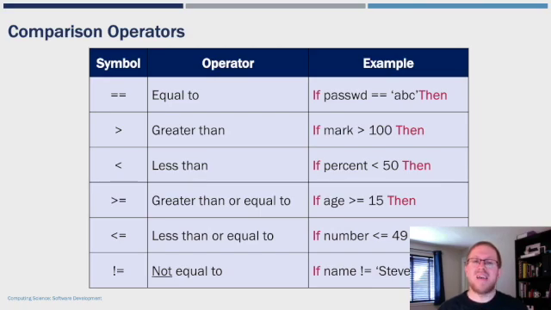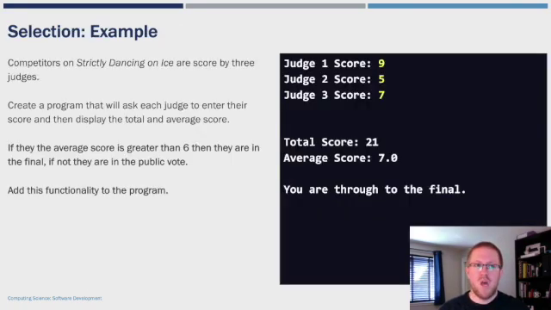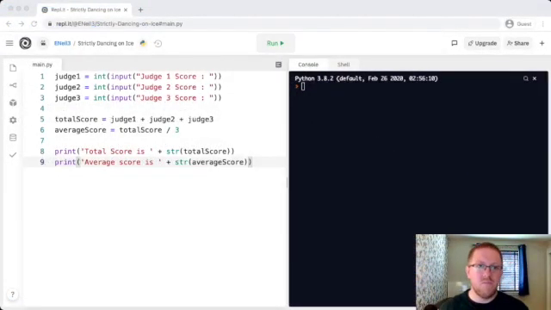Let's now have a look at an example of a selection program. Competitors on Strictly on Ice are scored by 3 judges, we know that. Create a program that will ask each judge to enter their score and then display the total and average score. Well, we've done that, that's what you did in the starter. The new bit is this: if the average score is greater than 6, then they are in the final. If not, they are in the public vote. Add this functionality to the program. So let's head over to REPL and look at how we add this functionality into the program. So here we are in REPL, and you can see that lines 1 to 3 are asking for the judge's score.